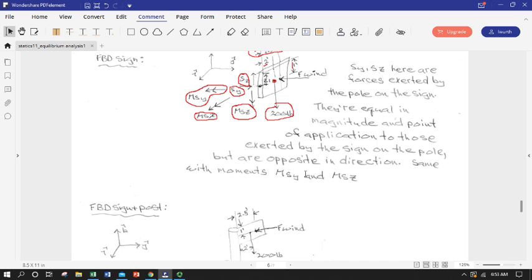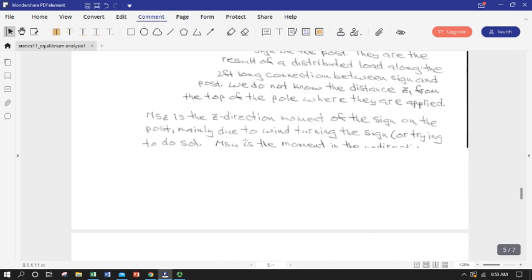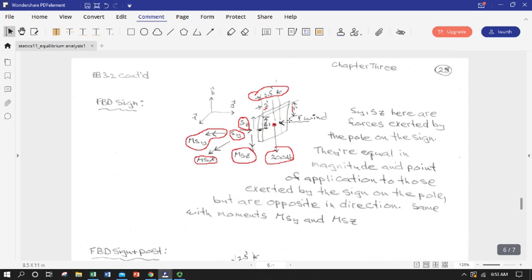And the same thing goes with the moments. Okay. So there we go. There's our FBD. And let's go back. If we were to do the post only, and before we do that, let's count up what we know and what we don't know. Because in order to solve for this, eventually we're going to have the same number of unknowns as equations and solve for all of them.